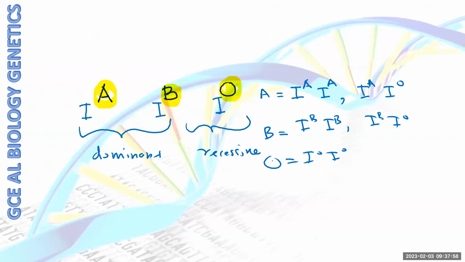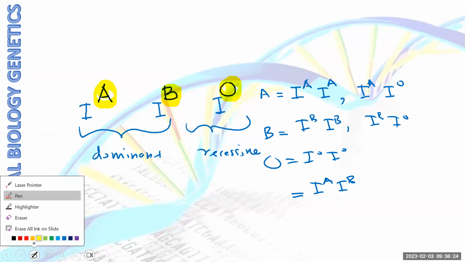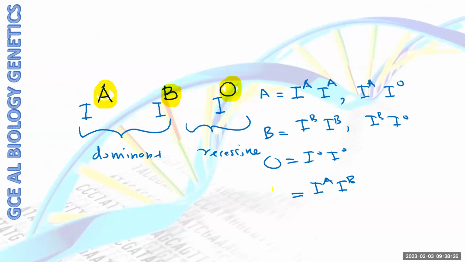Do you see anything missing? Any combinations? No, sir. Yes. What about this? So now, if the IA allele comes and the IB allele comes, we have a question. What is the phenotype?